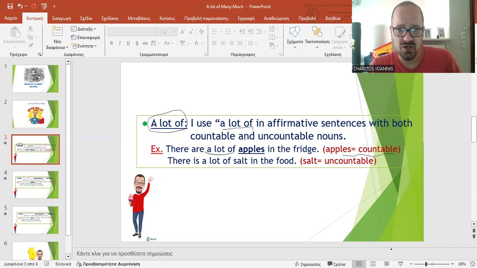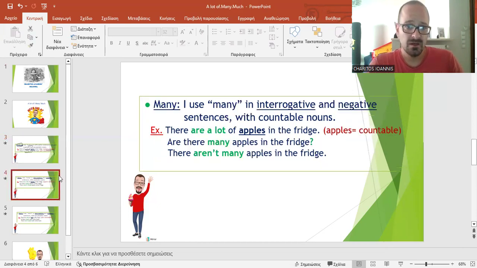Second sentence, there is a lot of salt in the food. The word salt is uncountable. I see that a lot of is again very okay with that, right? No problem. What about many?